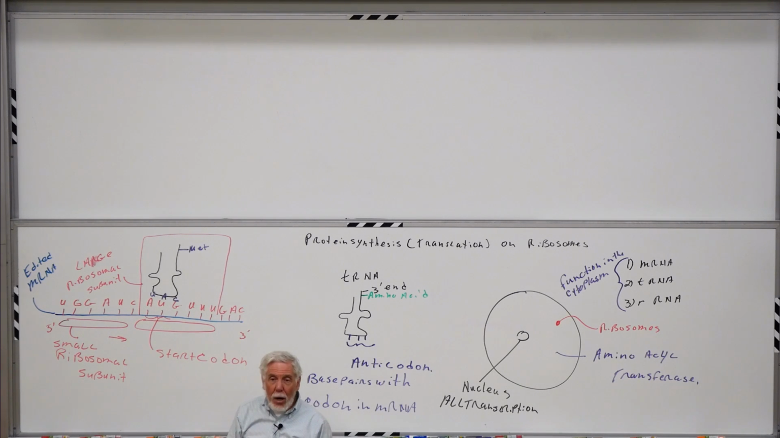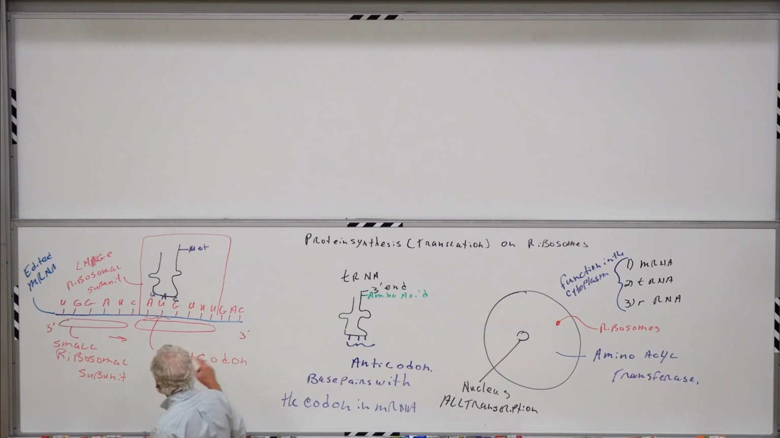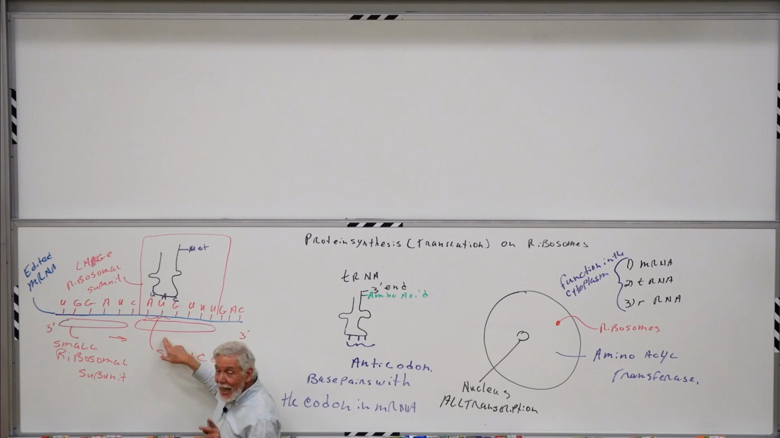So how does the large ribosomal subunit get there? It appears to be something to do with the transfer RNA and the small ribosomal subunit. But exactly how that gets done is not clear to me. I don't know if it's known. It's probably known, but I don't know it.